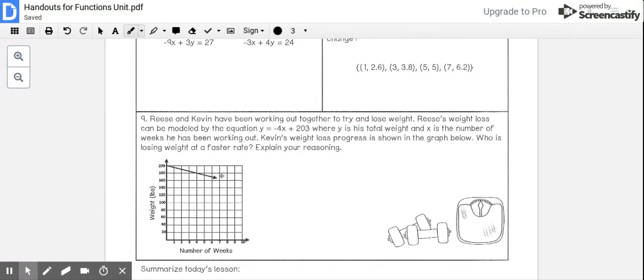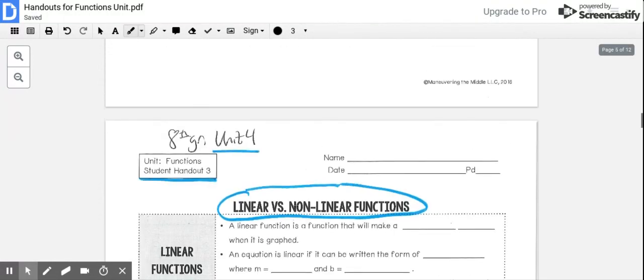And then number 9, they are working together to try to lose weight. Reese's weight loss can be modeled by this equation. So it looks like he's losing 4 pounds every week, and this is the weight he would have started at. Kevin's weight loss is shown in the graph below. So Kevin starts at what weight? You should be able to find that here. This is the starting point. And then you find the slope, and that will tell you how much he loses every week. And then you see who is losing more per week and bring that back tomorrow.